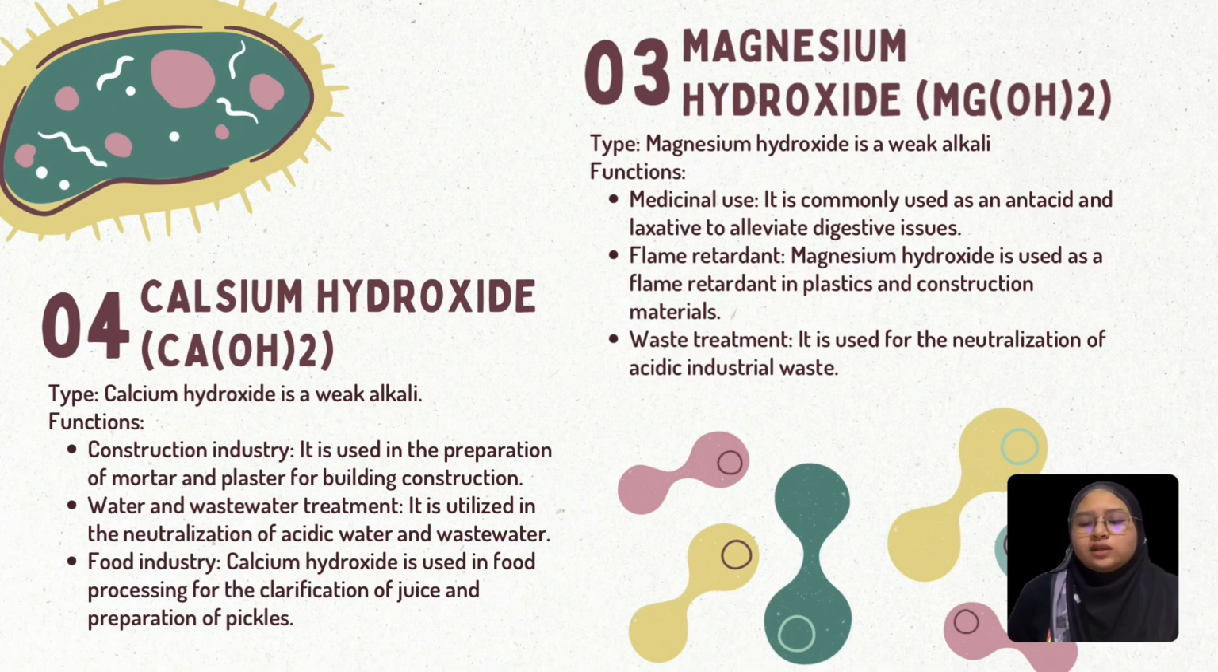The last one is calcium hydroxide. Calcium hydroxide is a weak alkali. The function of calcium hydroxide is, the first one, construction industry. It is used in the preparation of mortar and plaster for building construction. The second one is water and wastewater treatment. It is utilized in the neutralization of acidic water and wastewater. The last one is food industry. Calcium hydroxide is used in food processing for the clarification of juice and preparation of pickles.